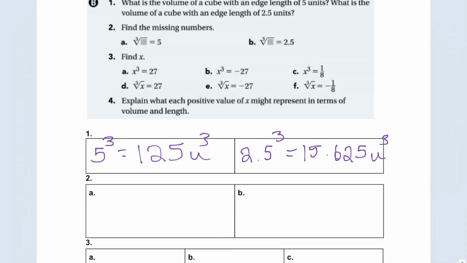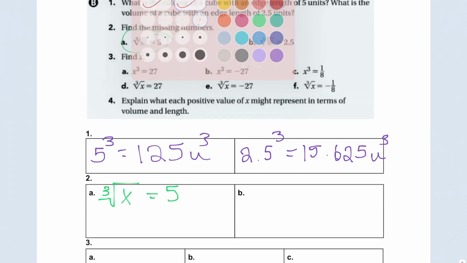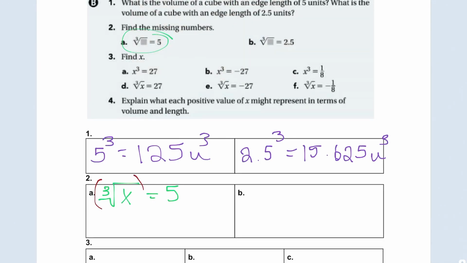So I'm going to rewrite this problem as the cube root of x is equal to 5. Now to solve for x, or to get x by itself, you're going to cube both sides of the equation, and the cube and the cube root are going to cancel each other out, so all you're left with is x. And then, what is 5 to the third power? We already know it is 125. And there you get your answer.